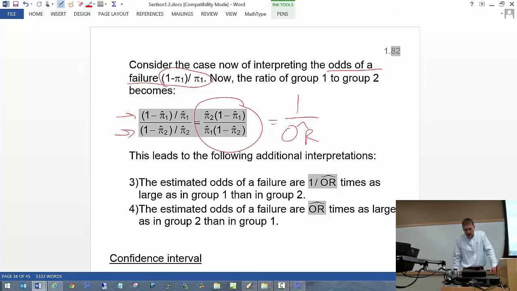So what are some interpretations then? The estimated odds of a failure are 1 over OR hat times as large in group 1 than in group 2. The estimated odds of a failure are OR hat times as large in group 2 than in group 1, where I had to do that little inverting again. So you can see that there are 4 separate interpretations essentially that you could have of an odds ratio depending upon how you're looking at it: odds of success, odds of a failure, or group 1 versus group 2 versus group 1, or whatever. And that's where I think some of the issues come in sometimes for students interpreting this.